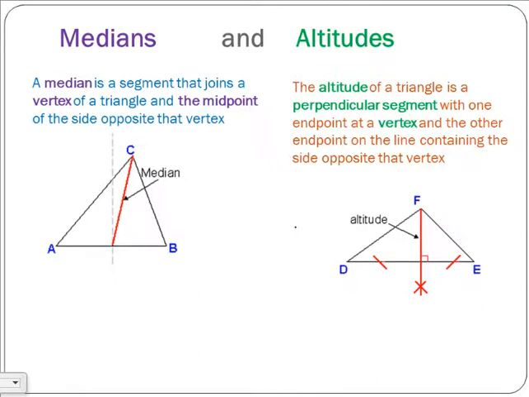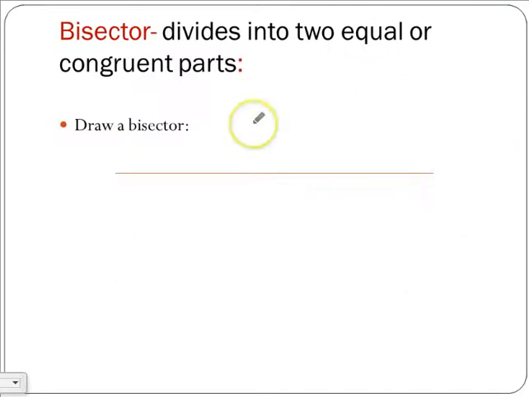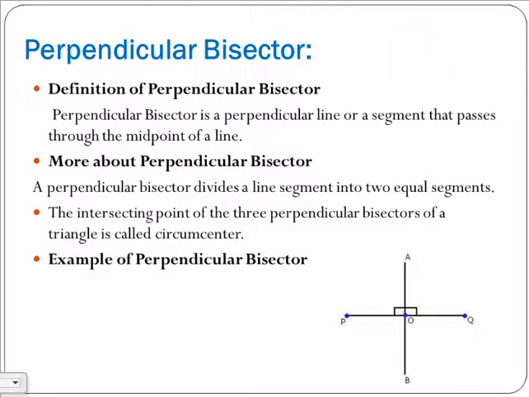And we are going to be talking about bisectors right now. So remember, a bisector is something that divides something, whether it's a segment or angle, into two equal congruent parts. And we already talked about that in the warm-up, so I'm going to skip that.